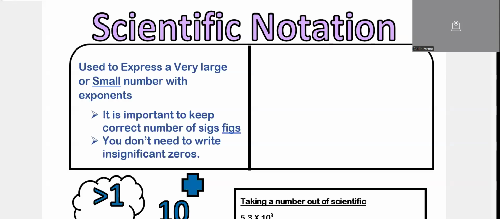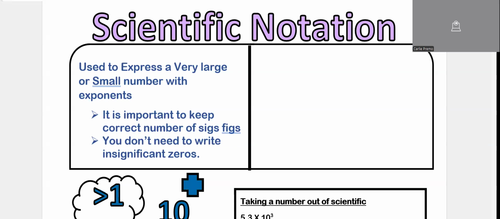Scientific notation is used to express either very large or very small numbers with exponents. It can be used really for any type of number, but that's its main purpose. In recording scientific notation, it's going to be important to keep the correct number of sig figs to represent our correct measurement capabilities for the number that we're recording, which means we don't need to write insignificant zeros.